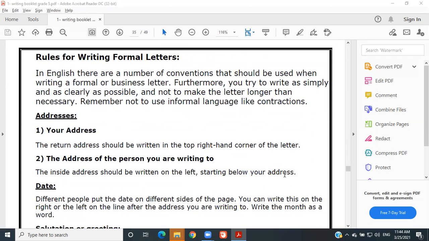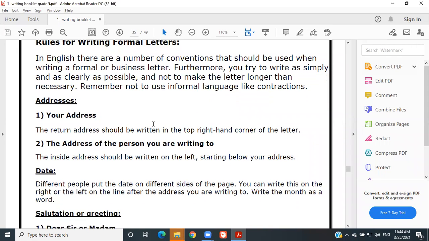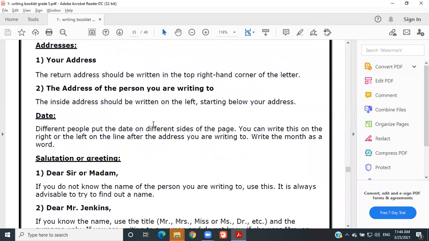Okay. Muhammad Khalid. Yes, Mr. Rules for writing formal letters in English: there are a number of conventions that should be used when writing a formal or business letter. Furthermore, you try to write as simply and as clearly as possible and not to make the letter longer than necessary. Remember to not use informal language like contractions. Very good. It says no contractions, so no contractions.